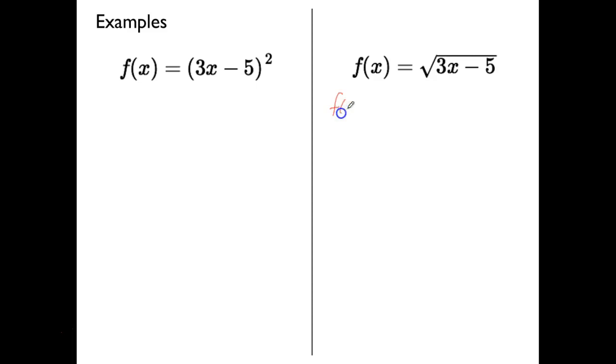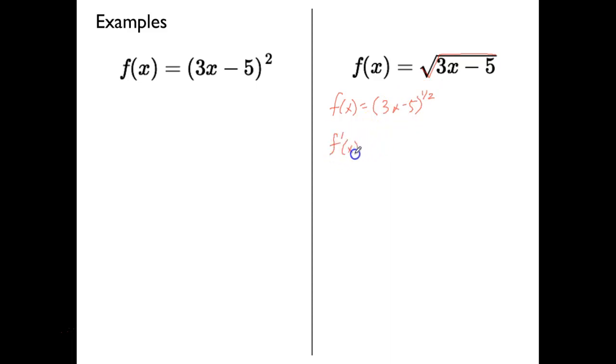So f of x. Notice I'm not taking a derivative. I'm not putting f prime or anything. I'm just going to rewrite it. So 3x minus 5. And the square root thing, remember that is an exponent. Well, that's an exponent of a half. Okay, now we have it written with an exponent. We can go about taking the derivative using our chain rule.